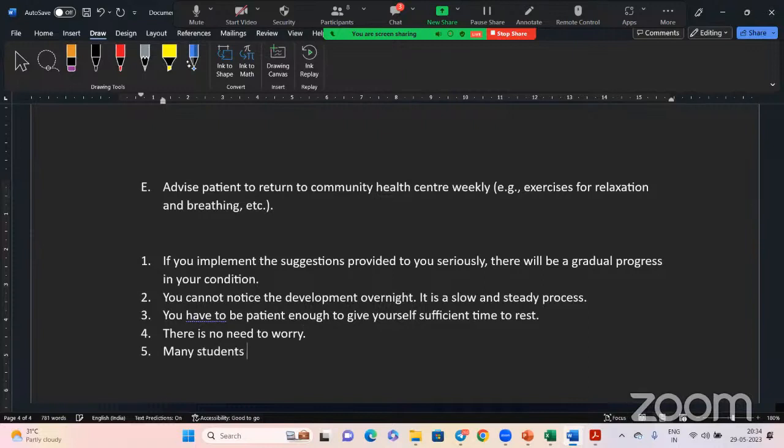Many students have overcome these problems by changing their lifestyle, by adapting necessary changes to their study patterns.